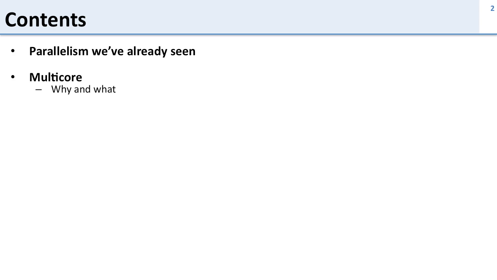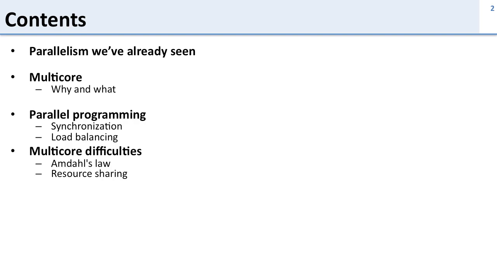Then we're going to talk about multi-core processors. Why do we have multi-core processors today, and what are they? We're then going to talk a little bit about parallel programming. So this is going to give you an introduction to the sorts of things you have to do to make programs run in parallel. And we're going to introduce synchronization and load balancing as two problems with this.